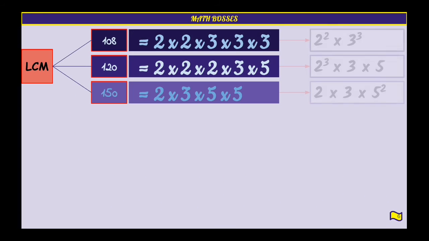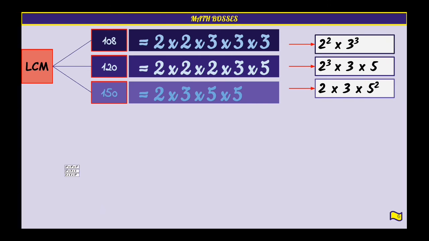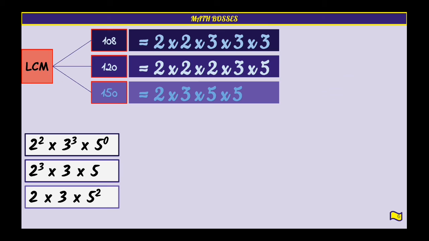For LCM, we will still have to express all these in index form as we've seen in the previous slide. Then we take the base numbers one by one and multiply the ones with the highest powers to obtain the LCM. So we begin with 2.